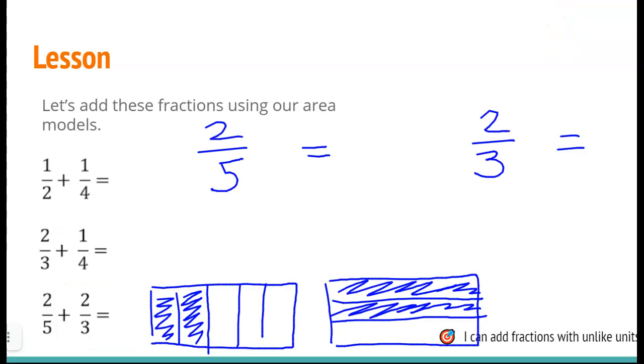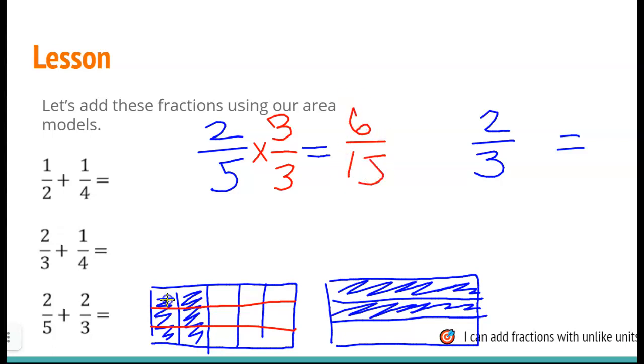All right, so let's go ahead and rename these. That way we have a similar unit. I have my fifths, I have my thirds. I'm going to go ahead and reflect that on each of them. All right, so I'm splitting each of my fifths into 3 parts, including those 2 that were already colored in. Now I'm multiplying by 3/3, same as 1 whole, so my identity property tells me that my value is not changing, just my representation. So I see that 2/5 is the same as 6/15.